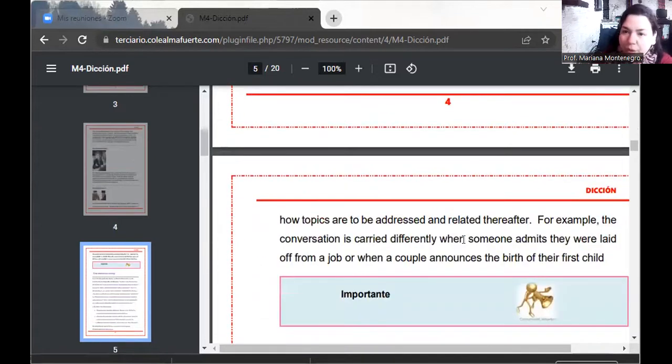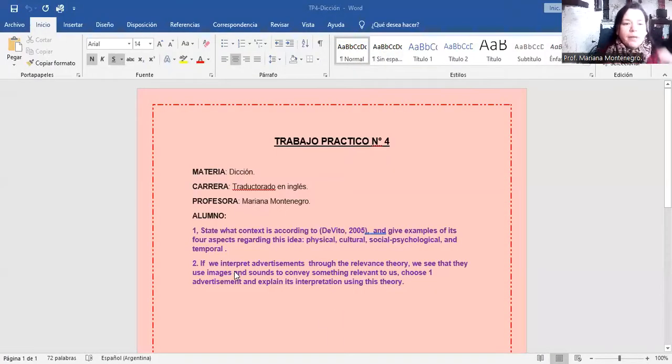Well, so of course you can read it deeply and then you will be able to explain them. And then in the second part of the task, you have the interpretation of advertisements, yes? If we interpret advertisements through the relevance theory, we see that they use images and sounds to convey, to show something relevant to us. So you have to choose one advertisement and explain its interpretation using this theory.